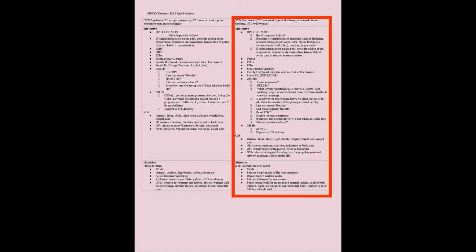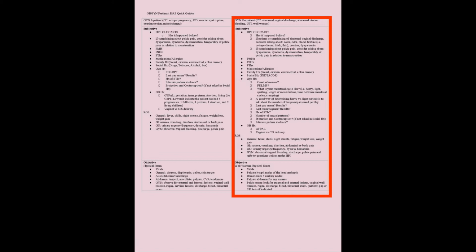For review of systems in outpatient, that's all variable depending on what they complain of, but this is the general of what you'll most likely ask. So you'll include the general fever, chills, night sweats, fatigue, weight loss, weight gain. For GI, always ask about nausea, vomiting, diarrhea, and then abdominal or back pain. And again, as I mentioned, temporality is really important. So ask about temporality in relationship to the menstrual cycle.